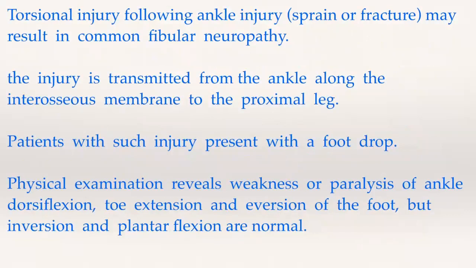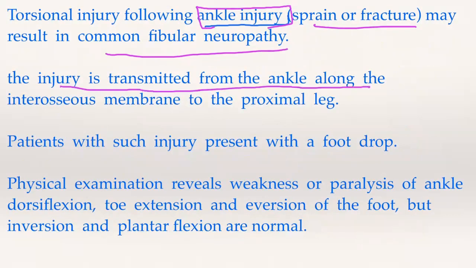Sometimes there are torsional injuries following ankle injury, sprain of the ankle or fracture of the ankle, which may result in common fibular neuropathy because the injury is transmitted from the ankle along the interosseous membrane to the proximal leg. So this injury is transmitted from the lower end of the fibula to the upper end of the fibula through the interosseous membrane, right? That is how this nerve will be affected.